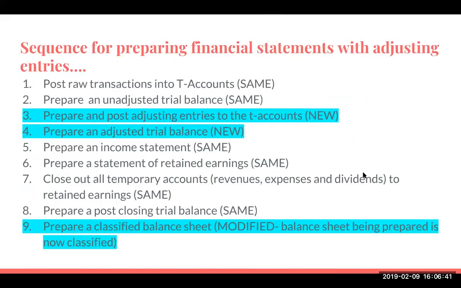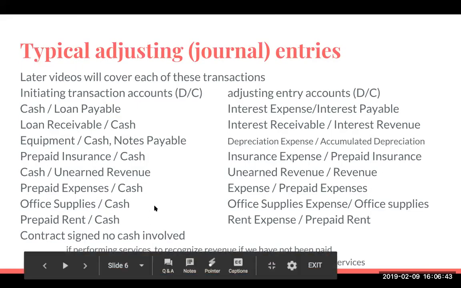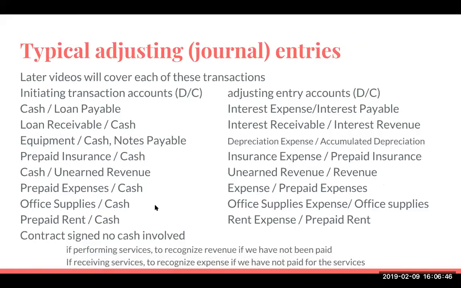Hopefully this will kind of, oh, there we go, kind of went away. So I can also have a contract signed where no cash is involved. And when we have a contract that's signed where no cash is involved, there may be some disclosures, but generally I don't really do anything. And if I'm performing services, I still need to recognize revenue even if we have not been paid. And if I'm receiving services, I need to recognize the expense even if we have not paid for the services. So those are the journal entries that we're going to be covering in subsequent videos.